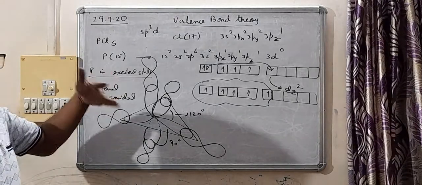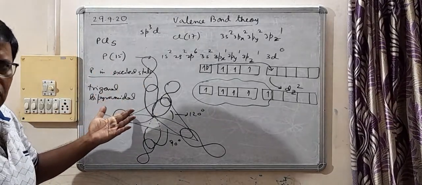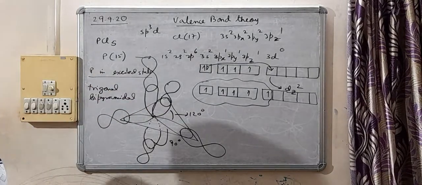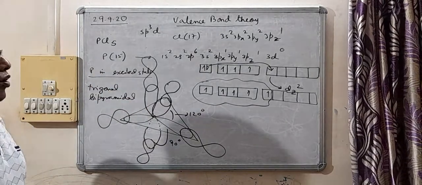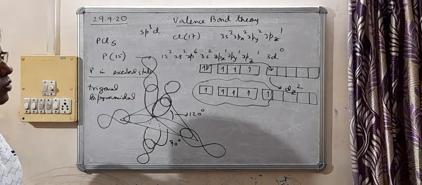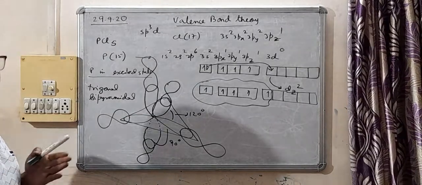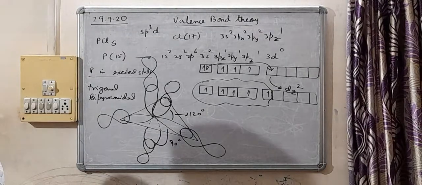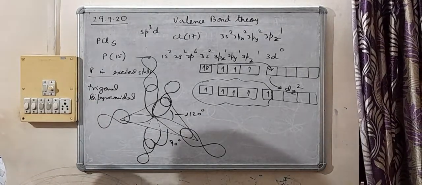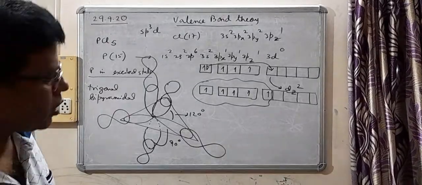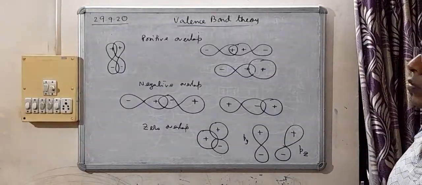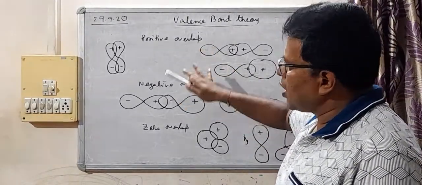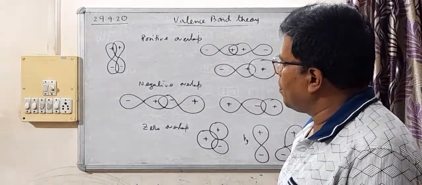So in this way, like in class 12 also, you will see that there will be many cases of hybridization that we have to do. Okay, now in the end, I would like to show you what is positive overlap, what is negative overlap, what is zero overlap. That I am going to show you, and then we will be ending it. So you should have some idea about these different types of overlap.